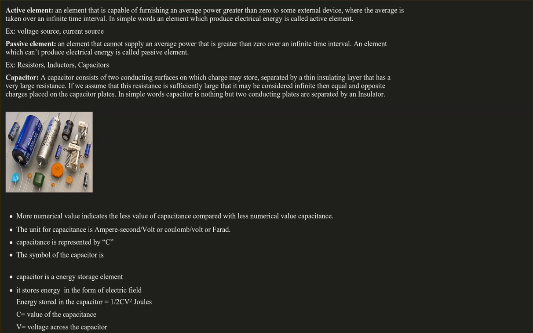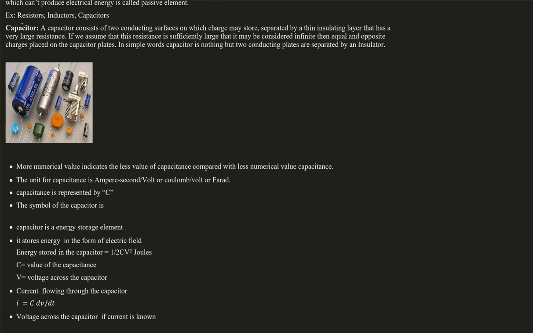When it comes to the active element, it is an element capable of delivering average power which is greater than 0. Basically, it delivers energy, and we call it an active element. Examples are voltage source and current source. Now, the passive elements are the elements which cannot deliver energy on their own without support of any external source. Resistor, inductor, capacitor, these are called passive elements.